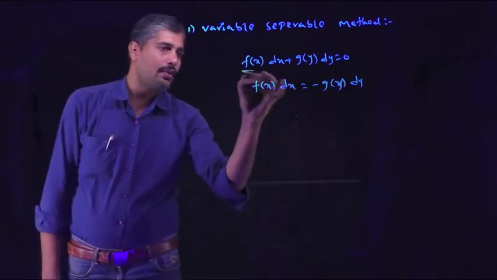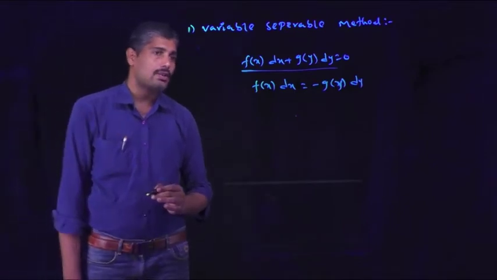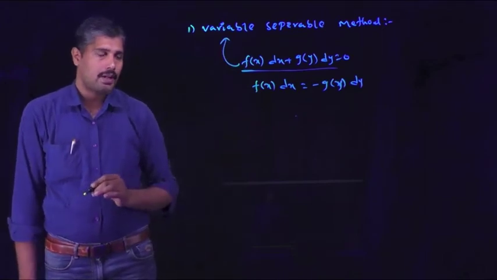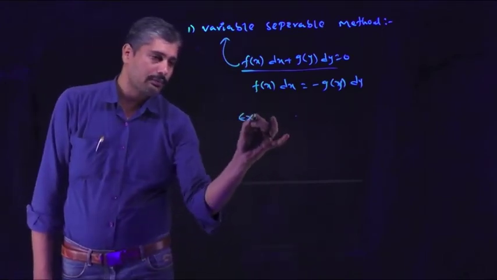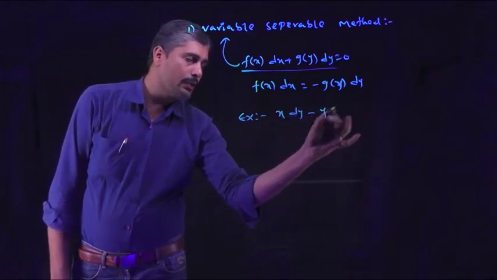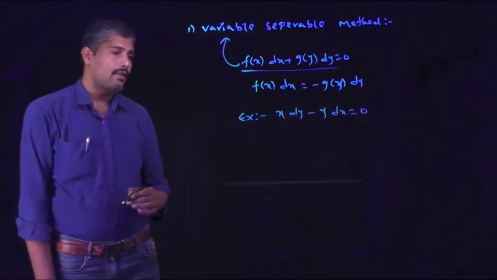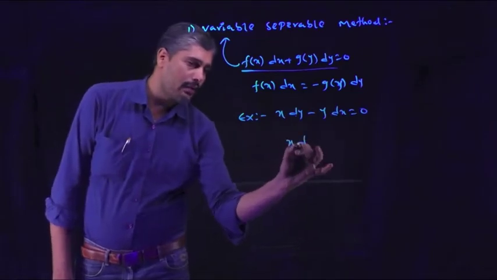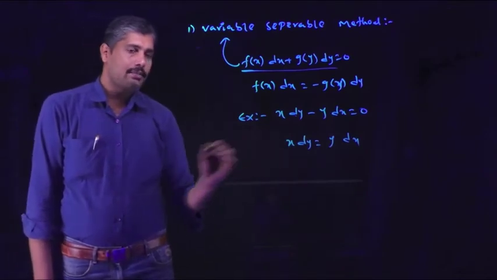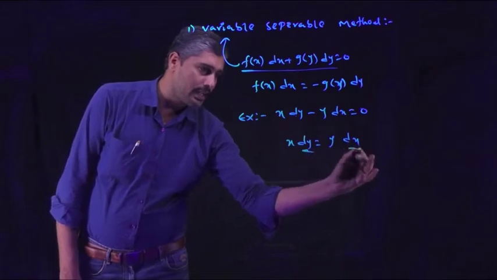Suppose the equation is in the form f(x) dx + g(y) dy = 0. That equation we solve by using the variable separable method. Let's take one example: x dy - y dx = 0. Here x dy = y dx. Separating the x terms and y terms, dy is here and dx is here.